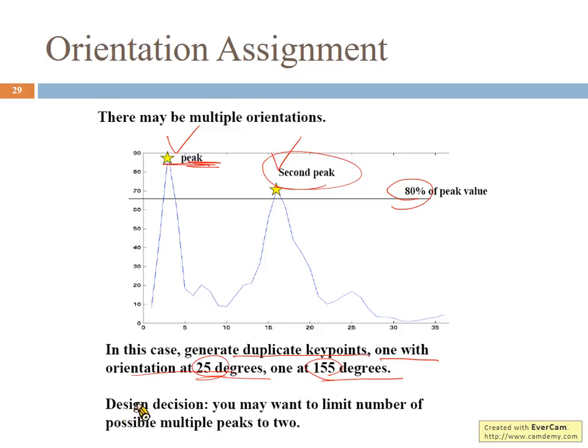In real design, you may want to limit the number of possible multiple peaks to 2. So in many applications, we may see some key points with 2 arrows starting from the key point. This is because we allow 2 main orientations for each key point.